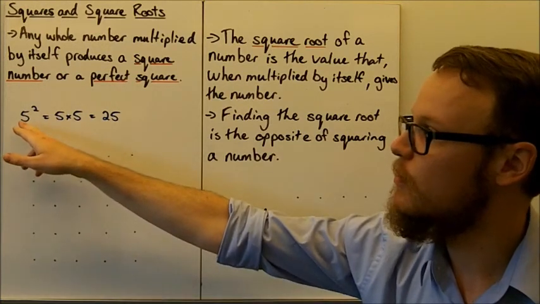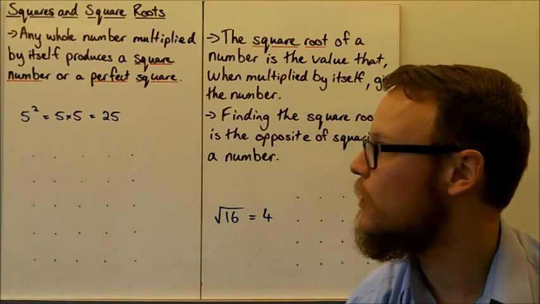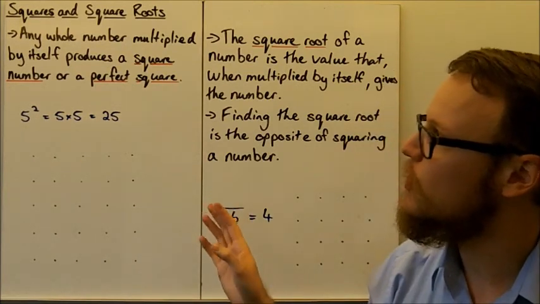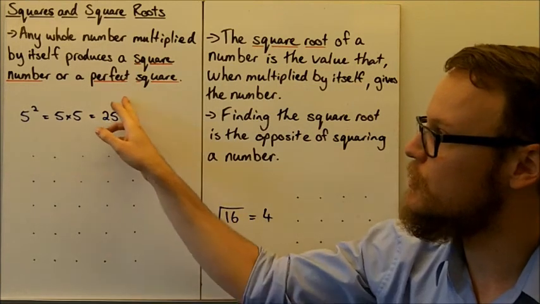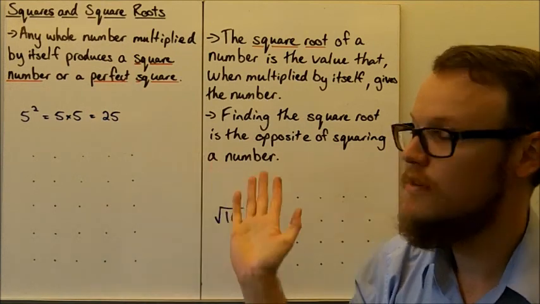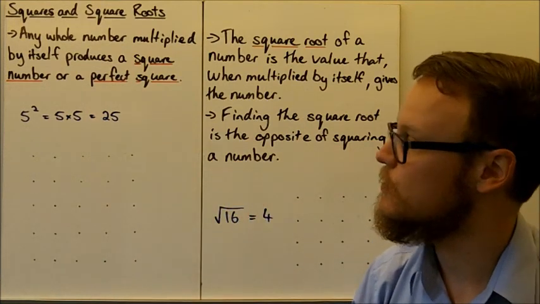evaluated by multiplying 5 times 5. So 5 times 5 is 25. So any whole number multiplied by itself is going to produce a square number here. So 4 times 4 is 16. 16 is a perfect square or a square number.